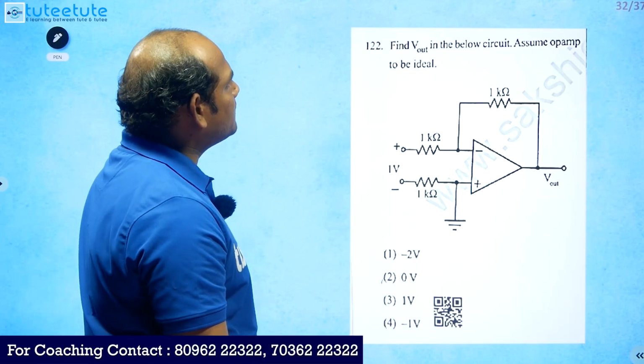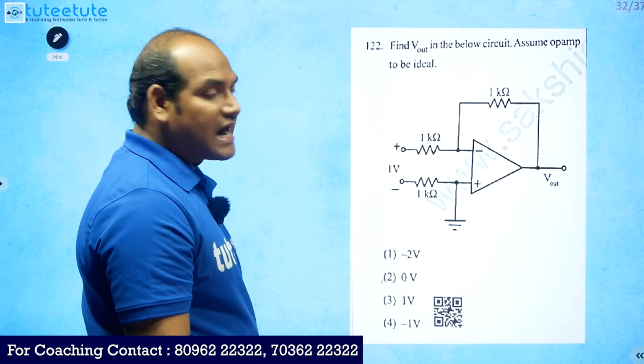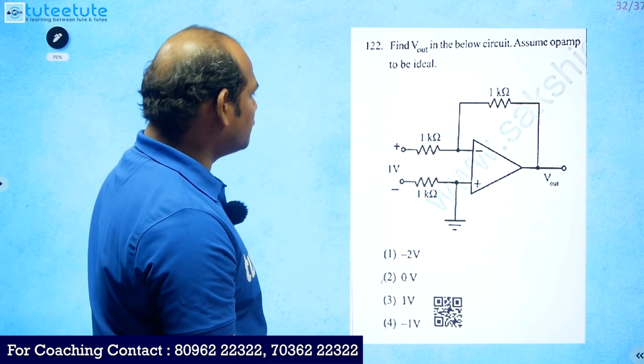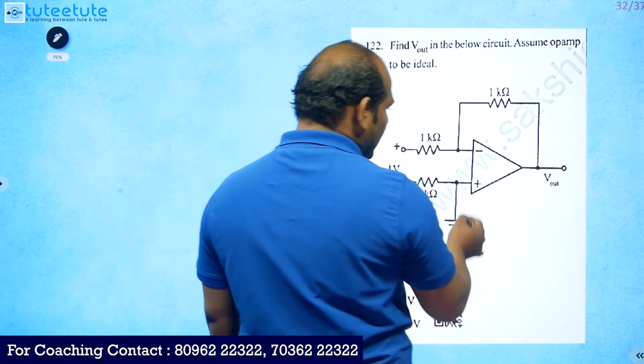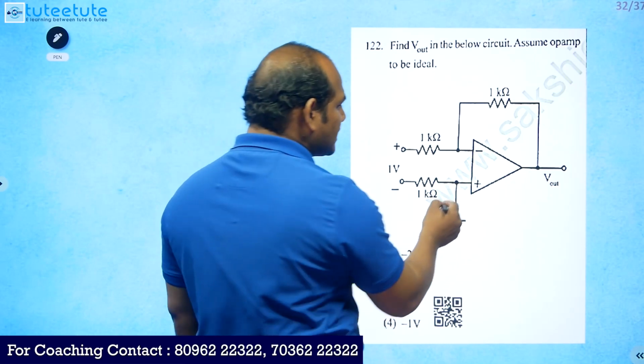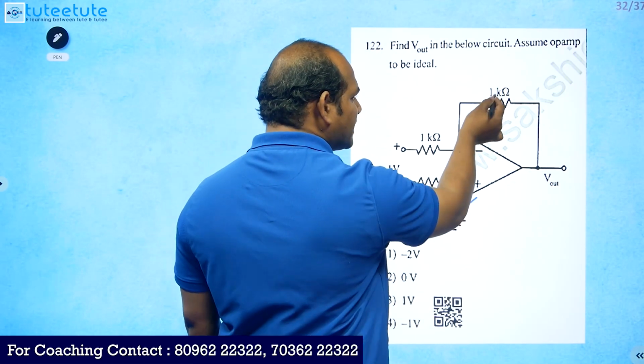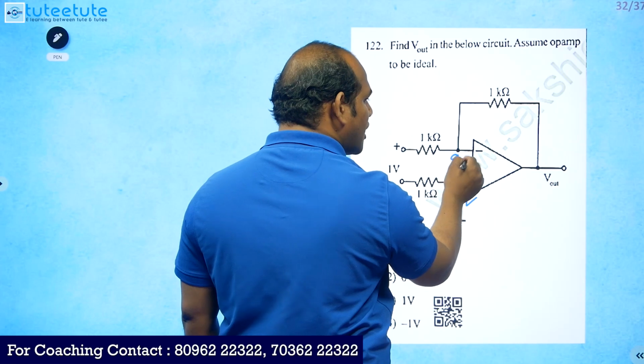Next, find V out in the below circuit. Assume the operational amplifier is the ideal one. So what we need to calculate? Just V out we need to calculate. Here the non-inverting terminal is already grounded. That means here 0 volts is there. Because of the negative feedback, virtual ground is there. So here we have to apply 0.